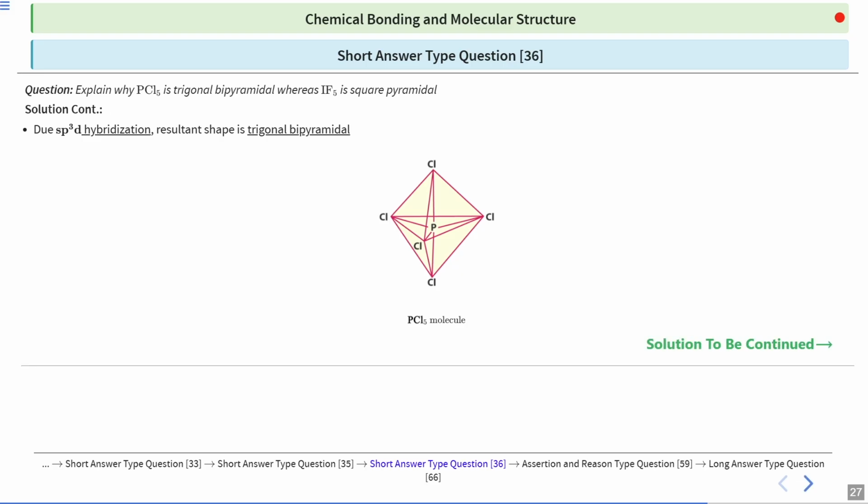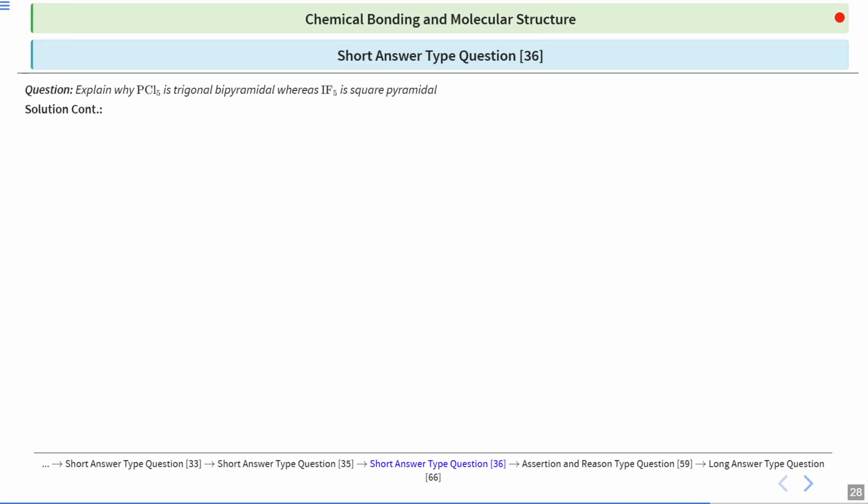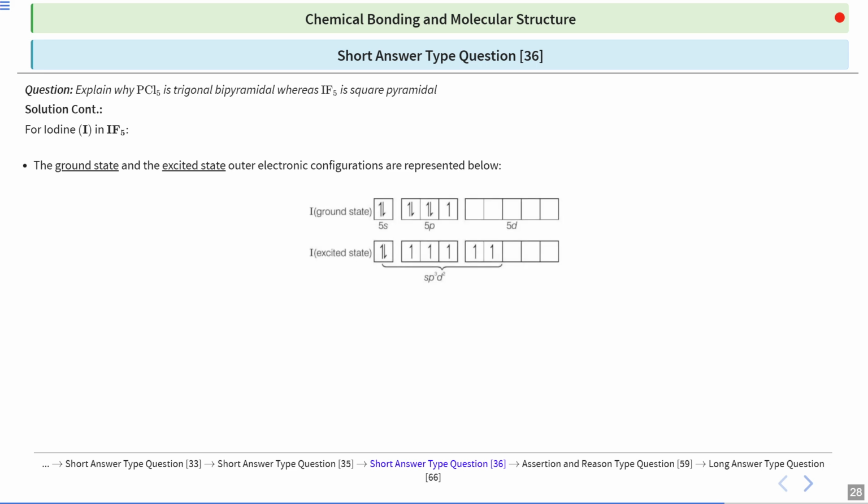Now moving on to the next part, which is IF5. In the case of iodine for IF5, if you consider the ground and excited electronic configuration, then you would see a very important difference here from the previous examples that we have discussed.